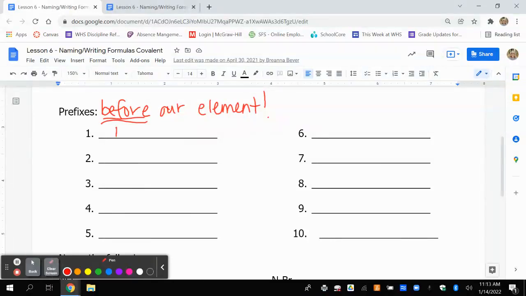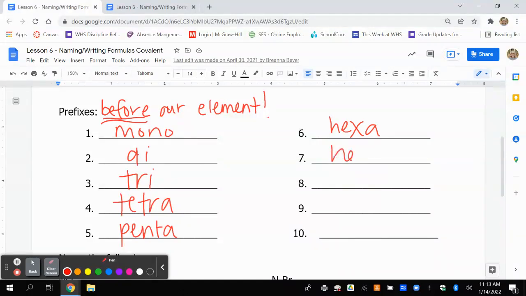For 1, it's mono. For 2, it's di. For 3, it's tri. 4 is tetra. 5 is penta. 6 is hexa. 7 is hepta. 8 is octa. 9 is nona. And 10 is deca. So you want to fill those in for the prefixes for 1 through 10.